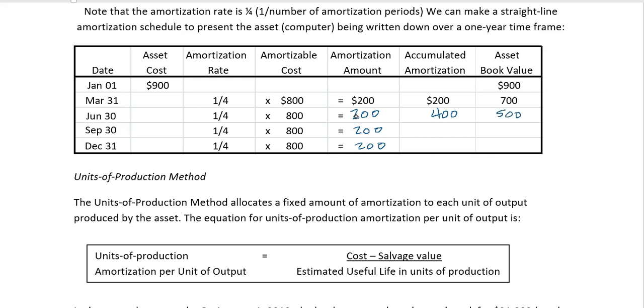So the accumulated amortization column is going up steadily, and the asset book value column is going down steadily over time, which is what we want. Next year will be 600. This will drop down to 300. And finally, we'll have our amortizable value reached with 800 gone, and our asset book value is now its salvage value at 100.